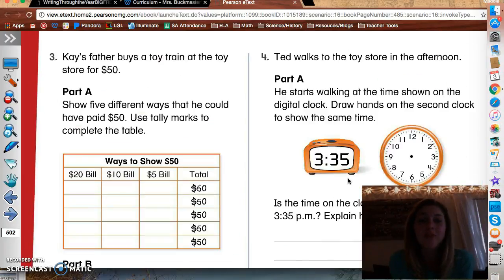Last problem, number 4. Ted walks to the toy store in the afternoon. Okay, part A. He starts walking at the time shown on the digital clock. Draw hands on the second clock to show the same time. So here's what time it is on our digital clock. Draw the hands to show what that time looks like on your analog clock.